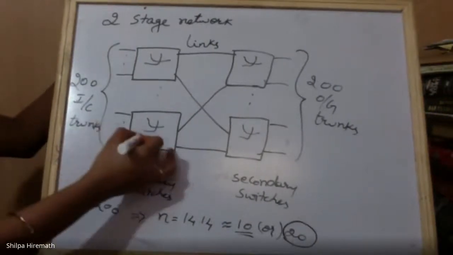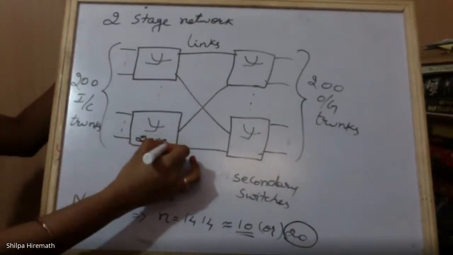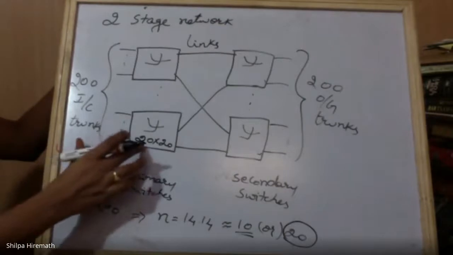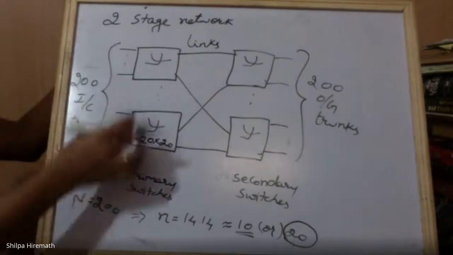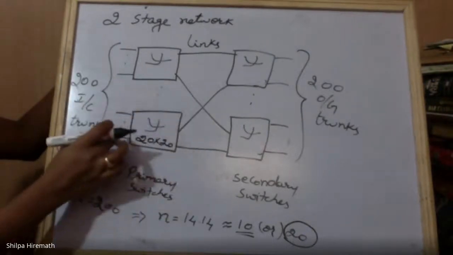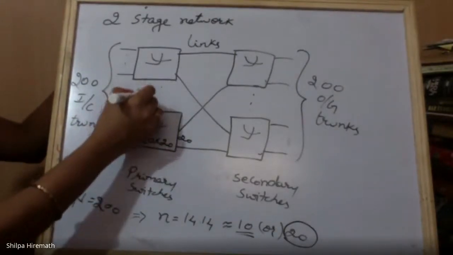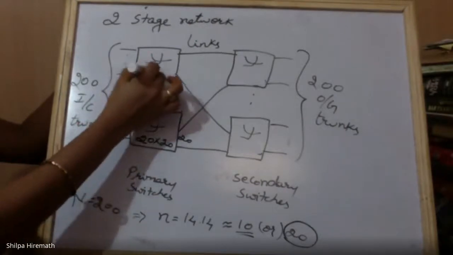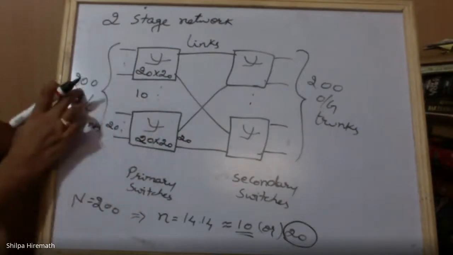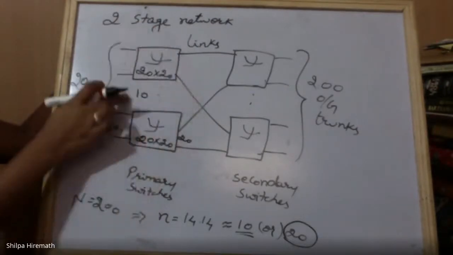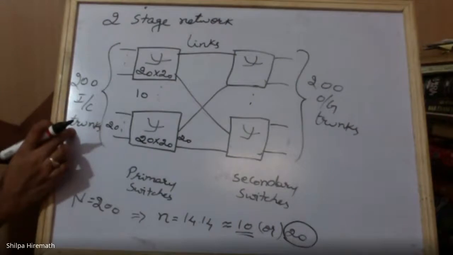It means that there are 20 inlets of a primary. So this is a 20 cross 20 switch. By what factor must I multiply 20 to get 200? Each primary switch has 20 inlets and 20 outlets. So if I consider 10 such primary switches, then I'll get incoming of 200 trunks. 20 into 10 is 200. So 10 such primary switches are required in order to have connectivity of 200 incoming trunks.